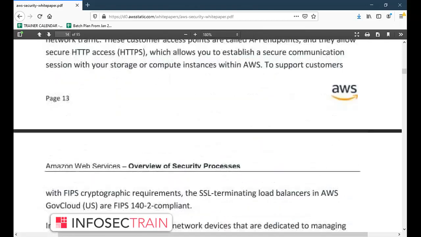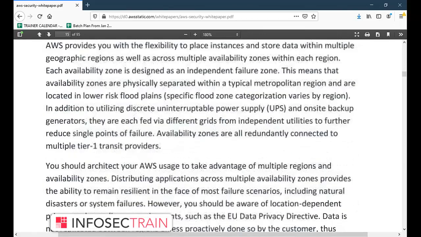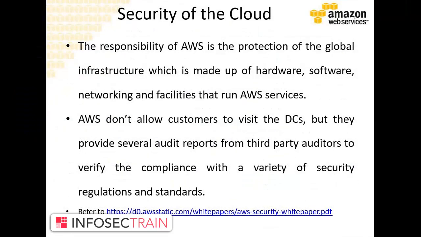So like this, we have a lot of things. We can go through this document, and I'll share that as well. That's it. So now you know the different security measures the cloud provider uses for the security of the cloud. Is it clear, team?